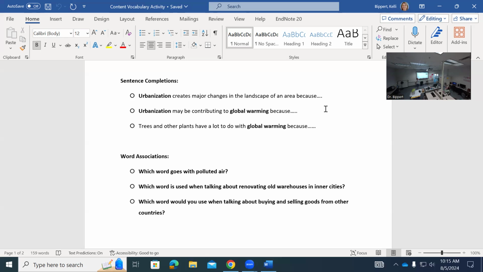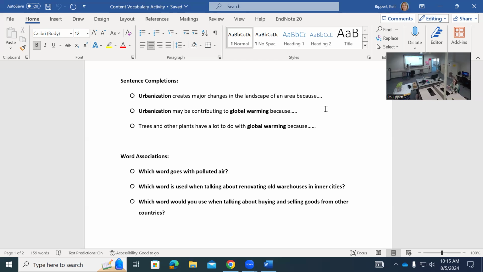So these cause and effect examples of sentence completion, again, students are using the word in context. They're thinking about what the word is and how it's used in your content area. And then finally, word associations, which I think are the easiest ones to create. What word goes with polluted air?